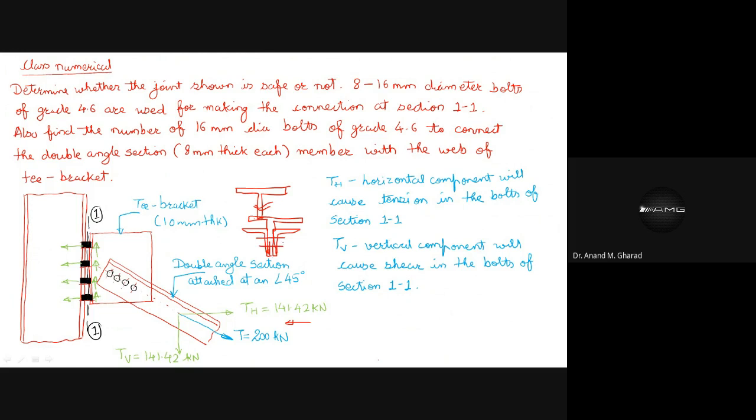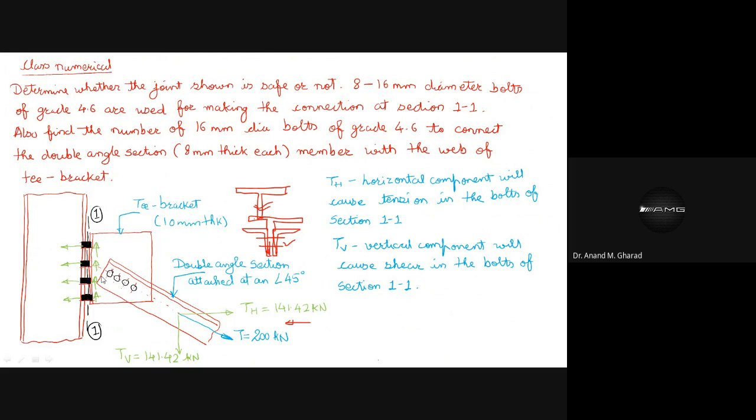So we are supposed to identify the number of bolts which are connected to the web portion of the T bracket and the angle section. One thing. Second thing is we are supposed to determine whether this joint at section number 11, which is this section 11, whether it is safe or not. ठीक है? So fine. We have seen such example.